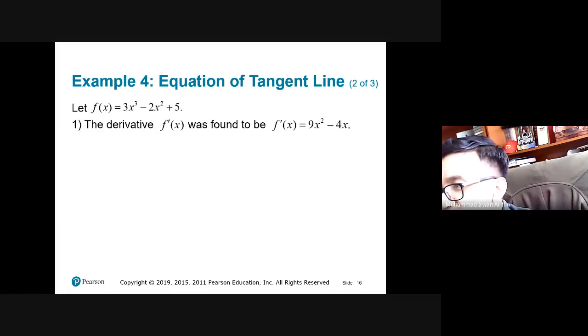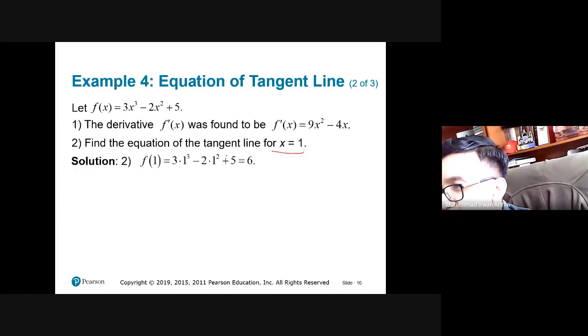Now, this is the derivative that we have found. Now, we need to find the equation of the tangent line for x equals 1. So what do we need to do? First of all, when we substitute x equals 1, we get 6. So now we need to find the tangent line at the point (1, 6). So this is the coordinate that we have.